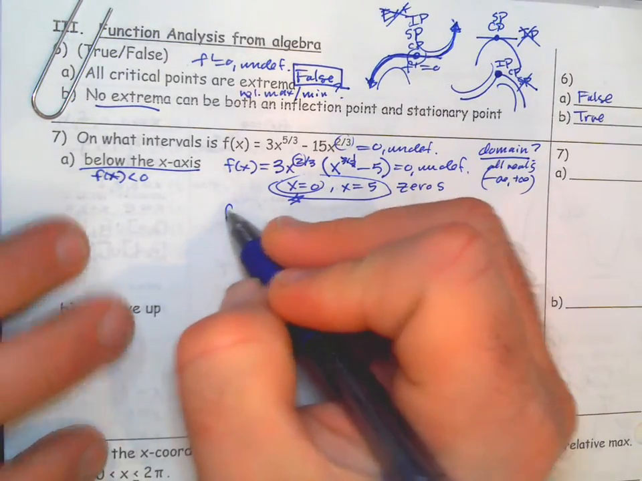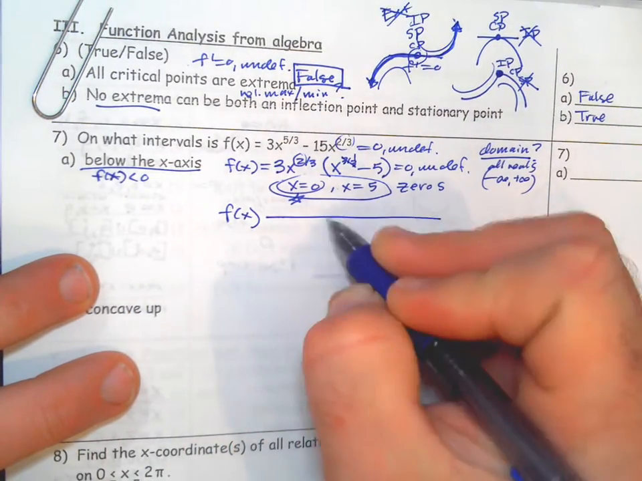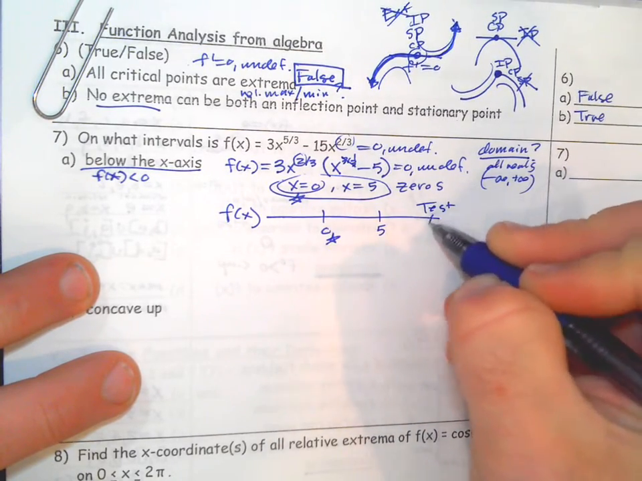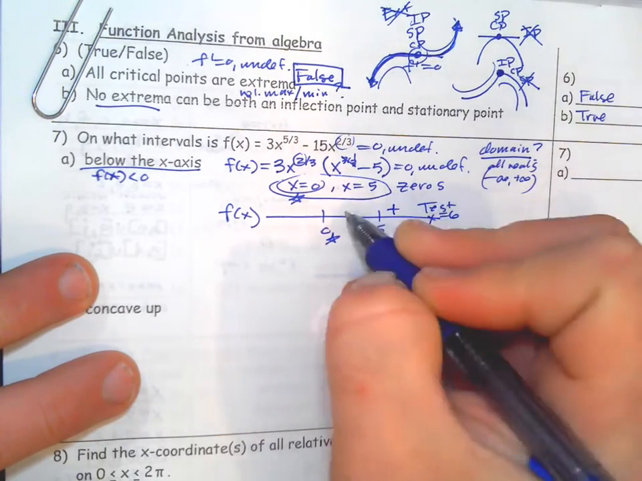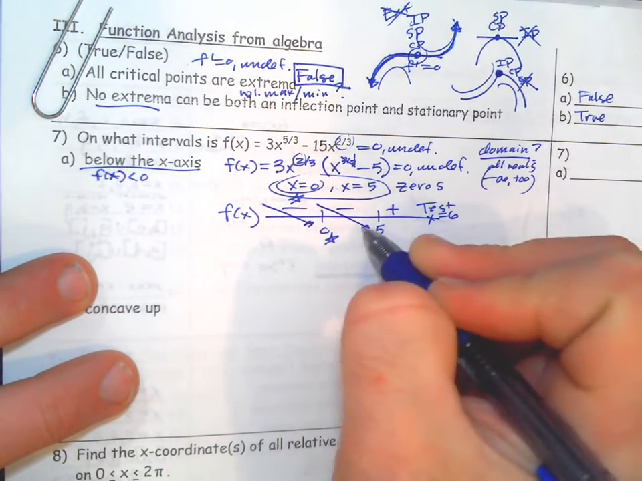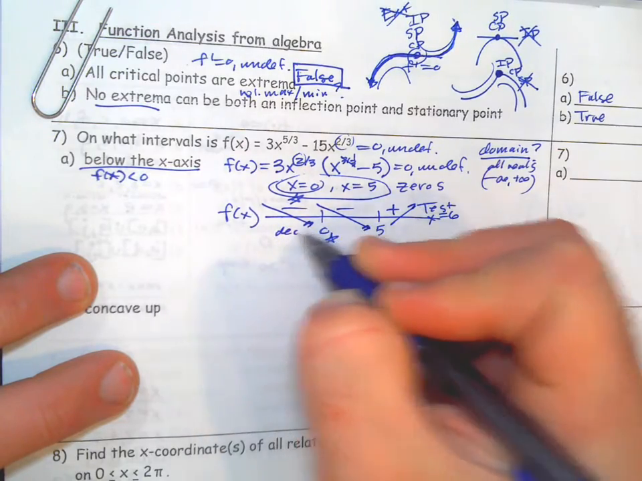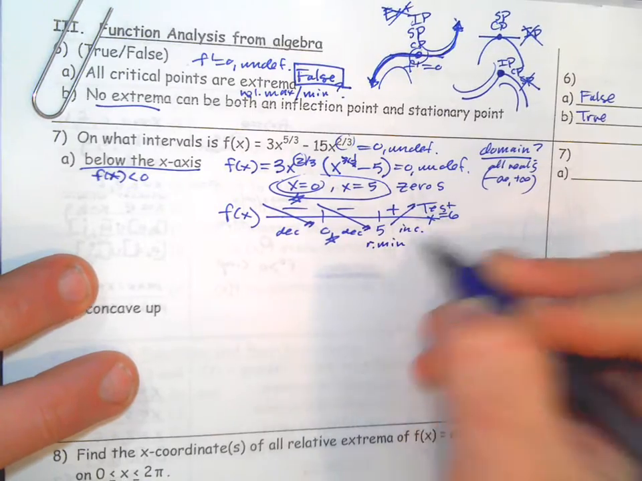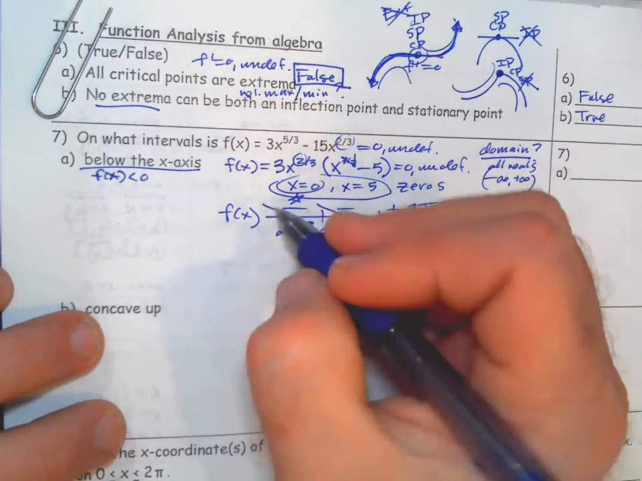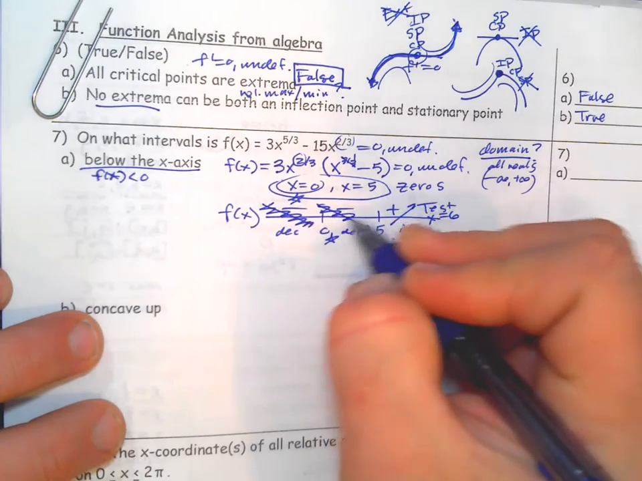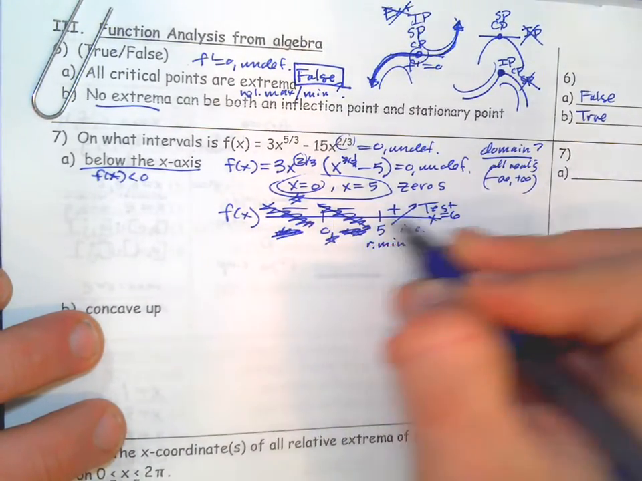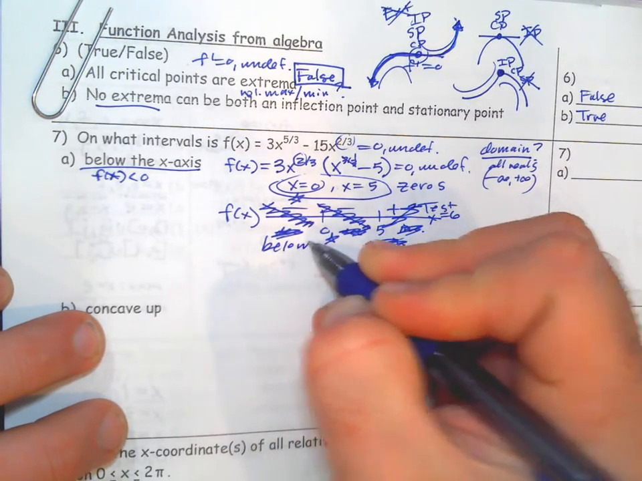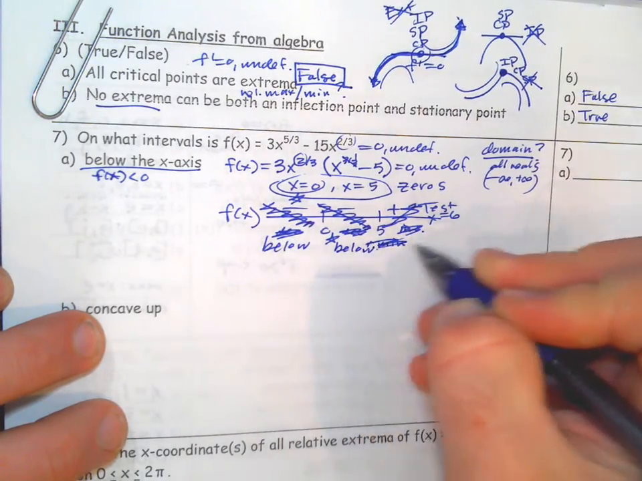Now the line check looks like this, 0, 5. Don't forget that 0 bounces off. Test the value x equals 6. Positive, negative, negative. I like to draw these little arrows. Decreasing, decreasing, increasing. Relative min. Actually, you know what? I messed up. This is not the derivative, so no arrows here. This is below the x-axis, below the x-axis, above the x-axis.